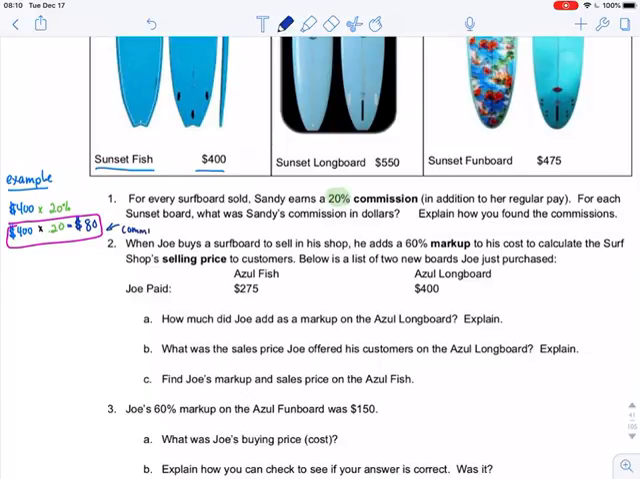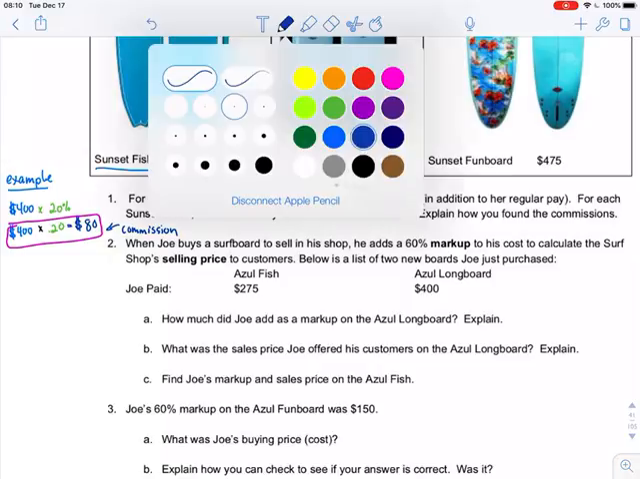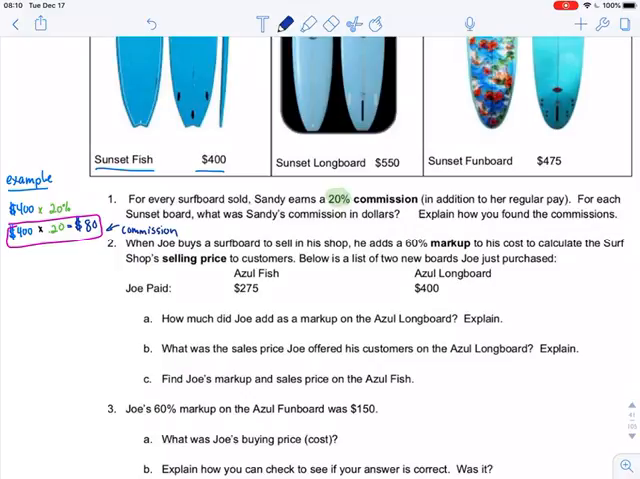So if she sells a Sunset Fish surfboard, she makes $80. Now the store is still going to make money, but we're not sure. We haven't gotten to that part yet. All right. You've paused the video. You've given it a try. Here's a Sunset Longboard.